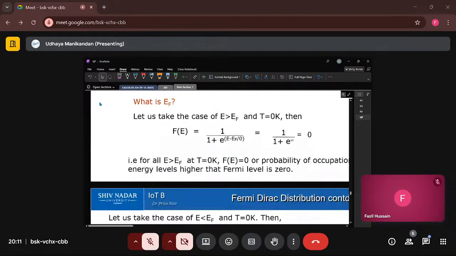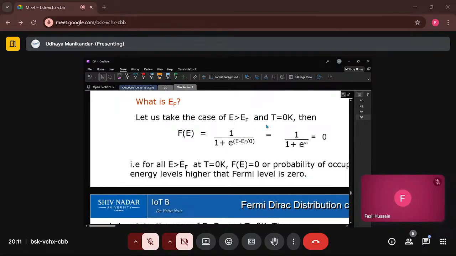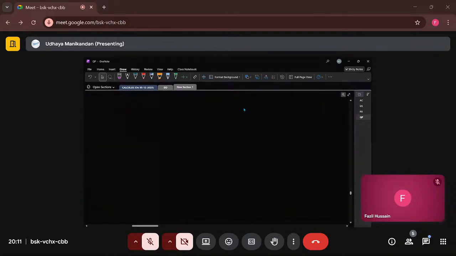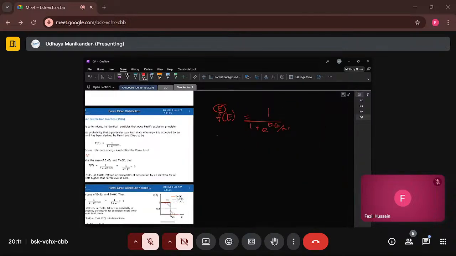Let's take cases. If E is greater than EF and T is 0. Firstly, what happens when T is 0? The whole exponent becomes infinity, like 1 by 0. But whether it will be positive or negative infinity depends on whether E is greater than EF or E is less than EF, because based on that the exponential can be defined.